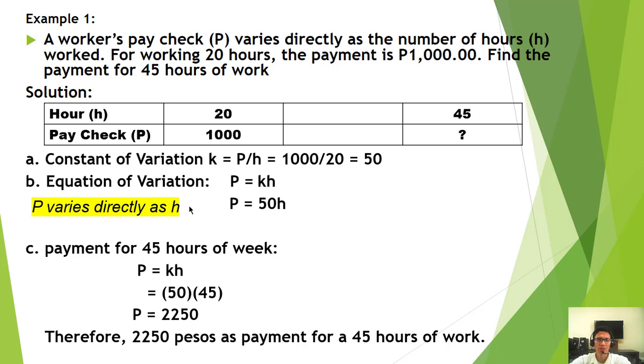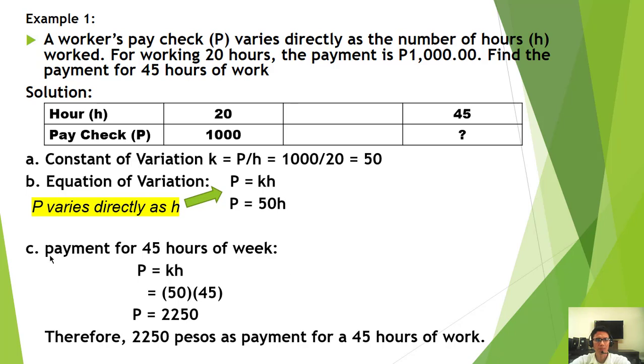In other words, P is our dependent variable, must be placed on the left side of the equation. And H is our independent variable, must be placed on the right side of the equation, times the constant of variation. So to find the equation of variation, we translate this statement. We translate P varies directly as the number of hours. So P is equal to K times H. Assign the value of K to the equation. So we now have this equation, P is equal to 50H.